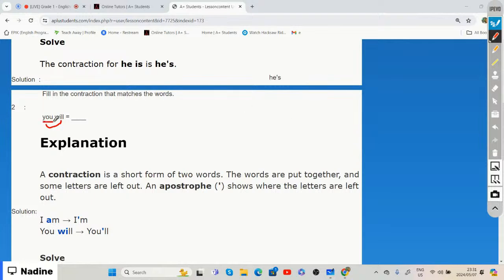Remember we said the first word stays the same, right? Now we need to put the two words together. But when we put it together, we're going to leave out the W and the I, put the apostrophe in its place, and then we bring the double L down. So you will.